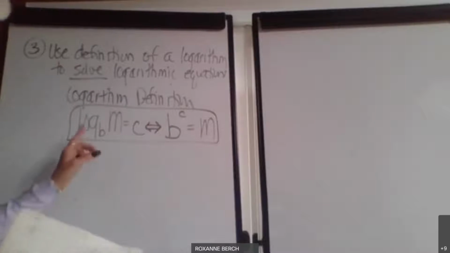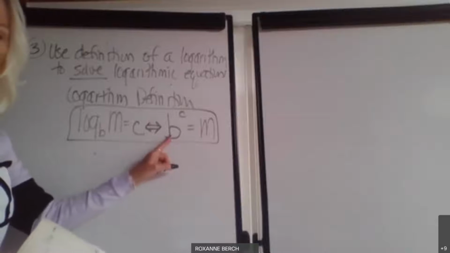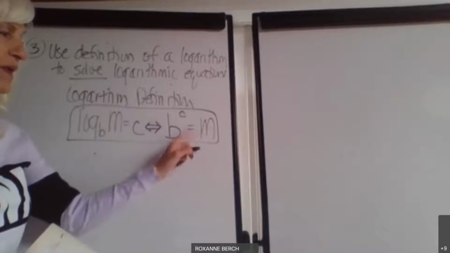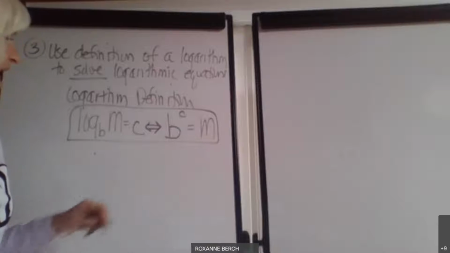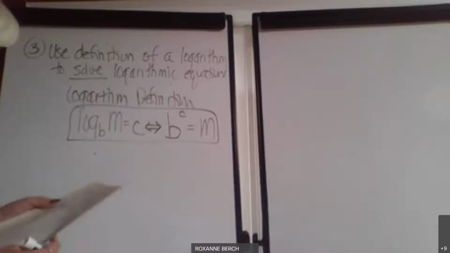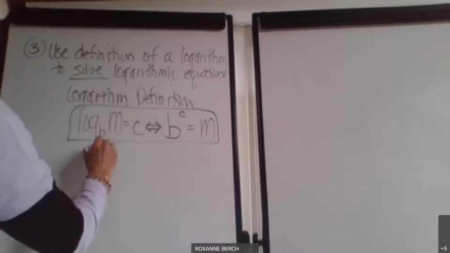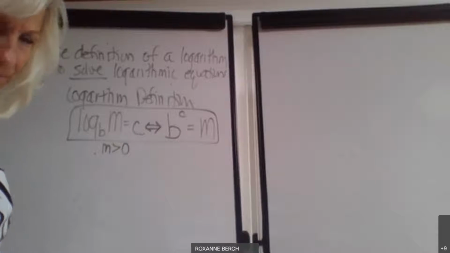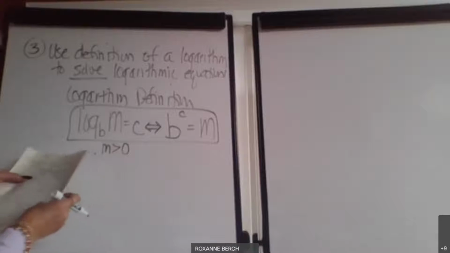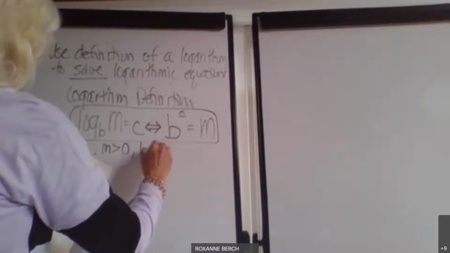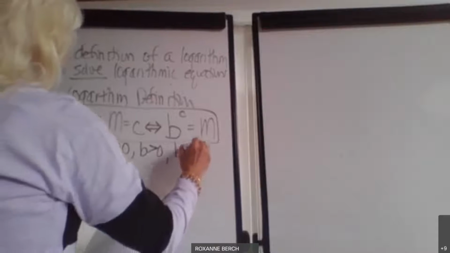So see how the base of the logarithm is the base of the exponent? And what's inside the logarithm is what the exponent is equal to. And what the logarithm is equal to is the power of the exponent. So m has to be greater than 0. So that's why I'm telling you the logarithm can't be negative, because m has to be greater than 0. The base has to be greater than 0, and the base cannot be 1. All right, so let's solve.